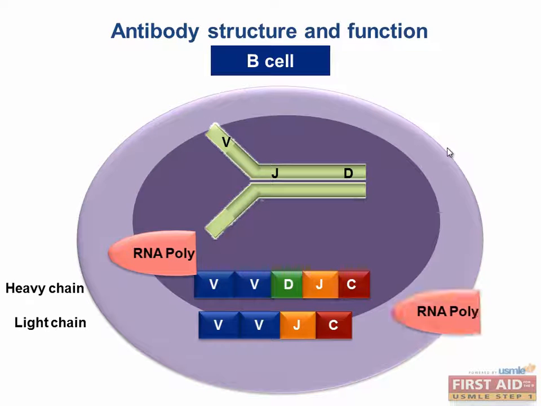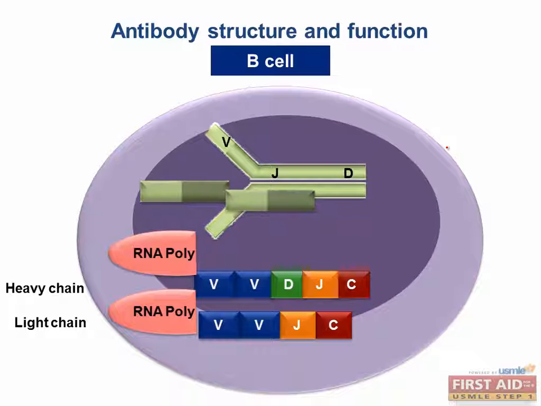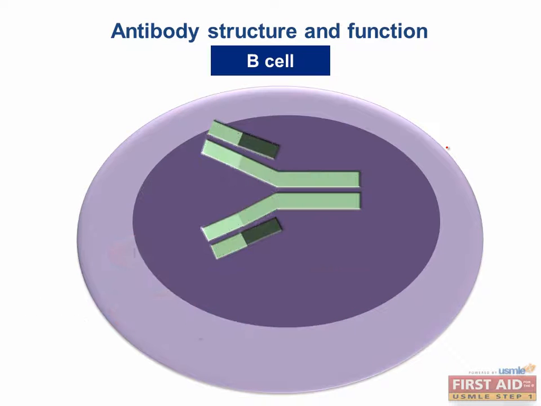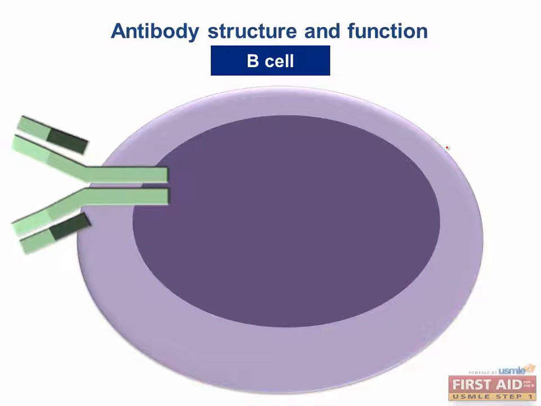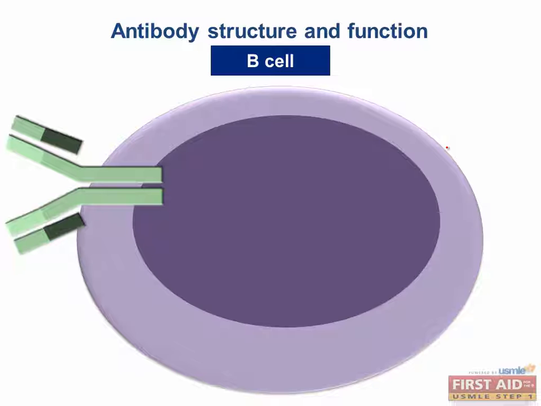Make sense? Pretty cool, actually, I think. So there's the light chain combining with the heavy chain, and voila, we have an antibody. It's pretty neat, I think. Not to boast about my cool animations, but I think it's pretty cool. So, again, what antibodies are on the surface of B cells?